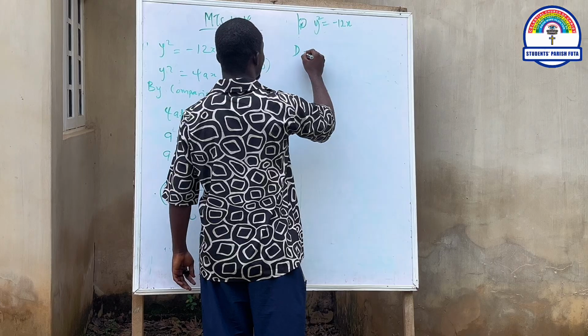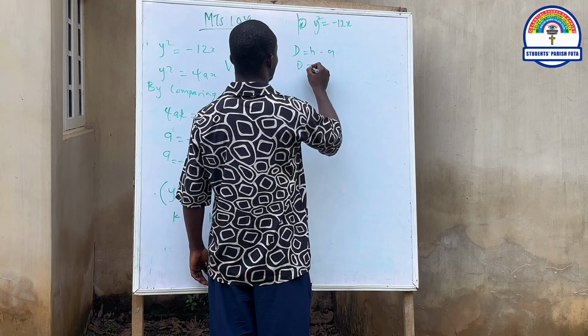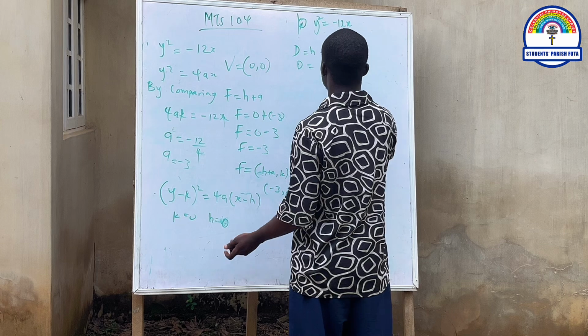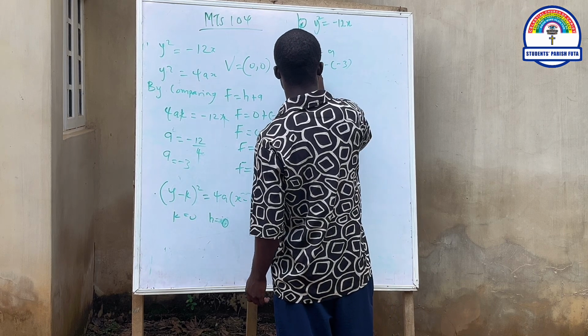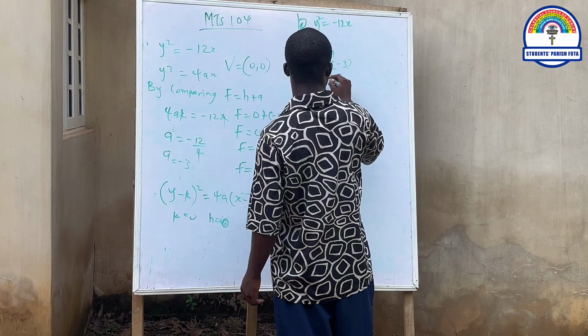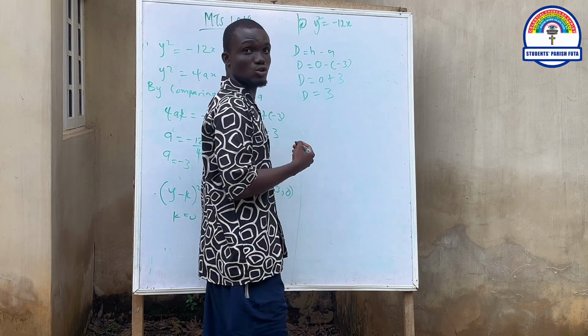Our directrix. D is equal to what? That's h minus a. Our d is equal to what is our h? Don't forget that h is 0. That's 0 minus minus 3, right? That's our d is equal to 0 plus 3. Minus times minus is plus, right? So our directrix is equal to 3.